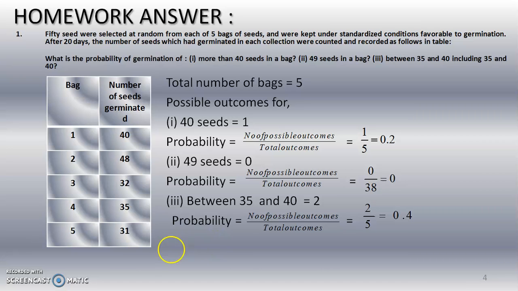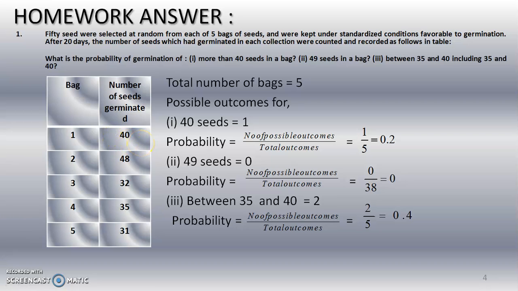More than 40 seeds, over here we have only this one bag, right? So over here we can include only one bag. And the second question, 49 seeds in a bag. So 49 seeds is not available in any single bag. And the third question, between 35 and 40, including 35 and 40. So between 35 and 40, over here we can include 35 as well as 40. So over here 2 bags are available.